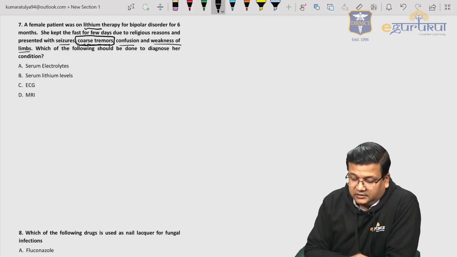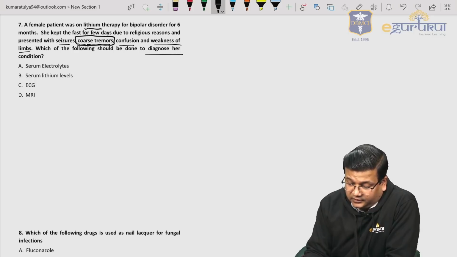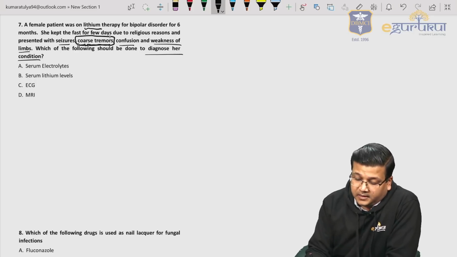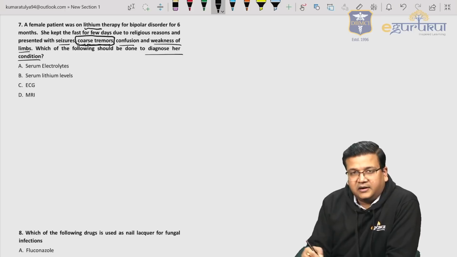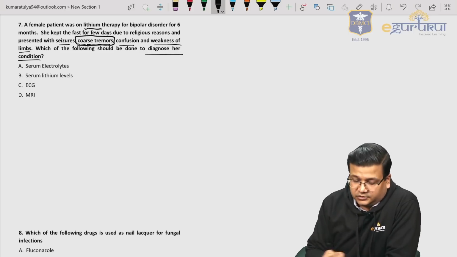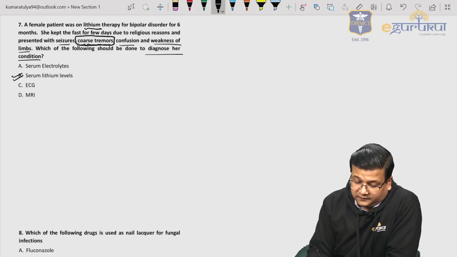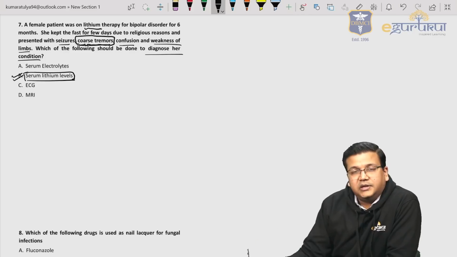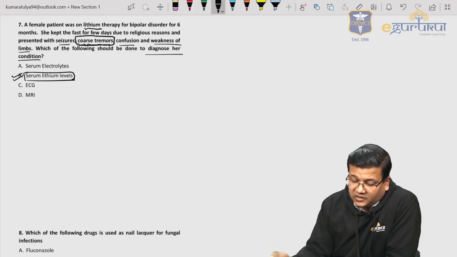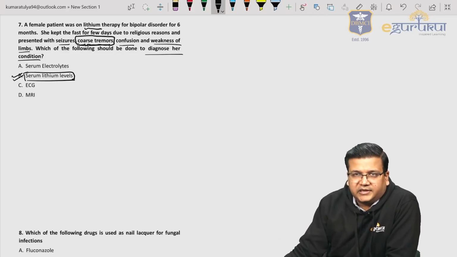Which could be the reason? Which of the following should be done to diagnose her condition? Since I have been telling you lithium, coarse tremor and neurotoxicity, we are thinking of lithium toxicity. Serum lithium levels is the investigation of choice for diagnosing this particular patient. So most probably this female patient has developed lithium toxicity.